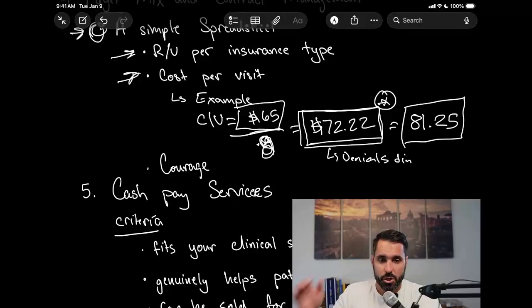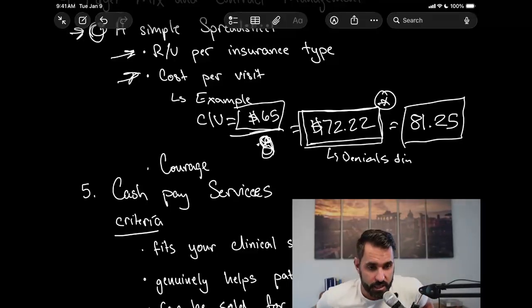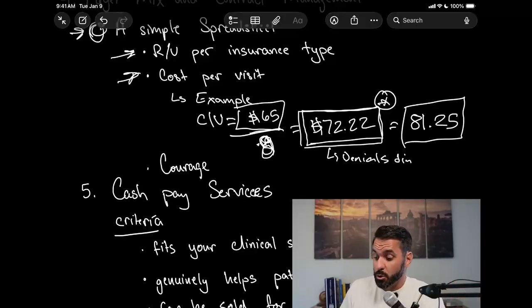Okay, so in this example, you would need to be somewhere between $72.22 and $81.25 in order for it to make mathematical sense for you to even consider being in network with them. Otherwise, you might as well just, when a patient comes in, give them money and ask them to leave. That's the equivalent of taking a contract that no longer works. All right.